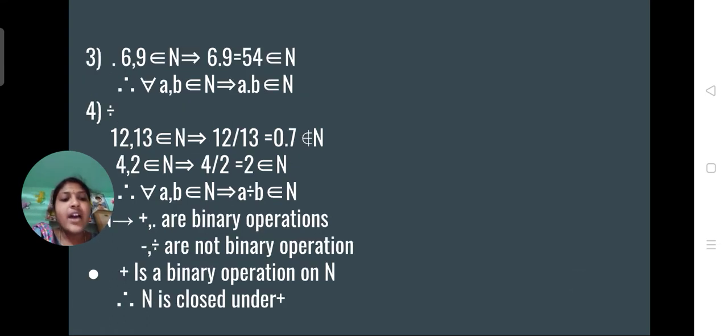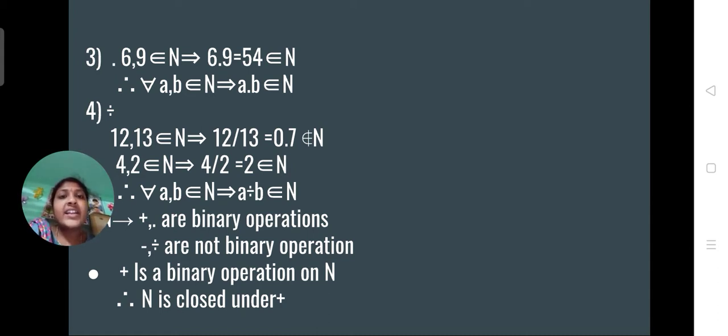Let us go to another operation, multiplication. Again consider two elements from the natural number set, 6 and 9. These two belong to natural numbers. Then 6 into 9 is equal to 54, which is a natural number. You can observe that the product of any two natural numbers gives another natural number. We don't get 0 and we don't get negative values. Therefore, for all a, b belonging to N, a into b, a dot b, belongs to N.